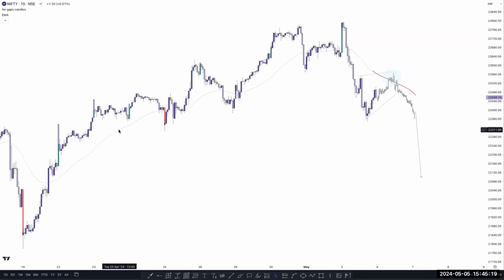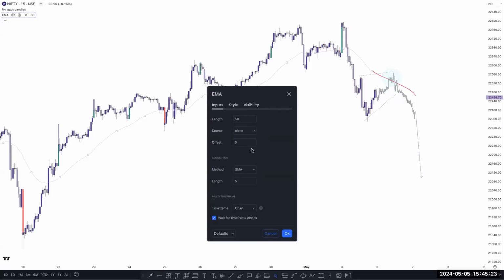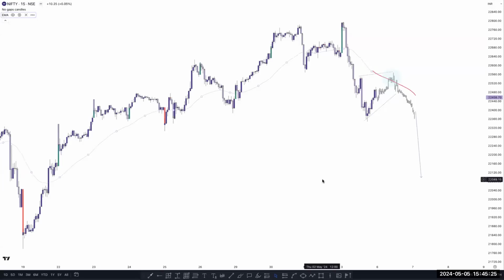EMA setting. EMA is a 50 moving average. This is a 50 moving average. Look at this one, right? EMA is a lagging indicator, but we can use it for additional confirmation. We are not using it as a primary confirmation. EMA is a lagging indicator, but we can use it for additional confirmation, right?